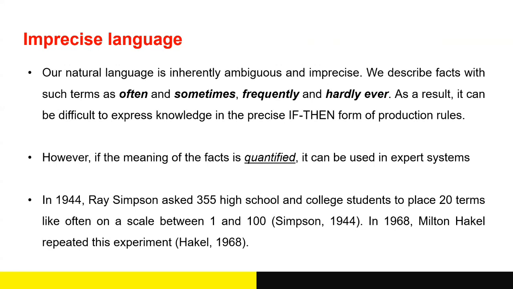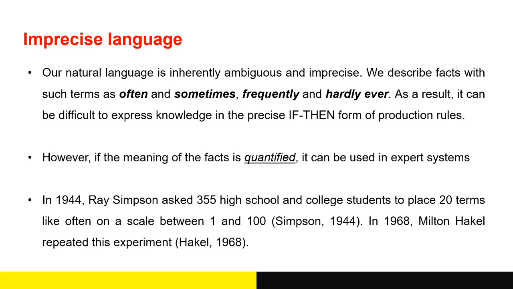So for example, gamitin po natin yung word na often in a rule. If it often rains, then take an umbrella. Di ba naging ambiguous siya or malabong maintindihan dahil sa salitang often, which can have multiple meanings. However, if the meaning of the facts is quantified, it can be used in expert systems. For example po, pwede po tayong mag-assign ng value na 0.9 to the fact, it often rains in Manila. So it means na we are 90% confident that it rains in Manila most of the time. And by quantifying the meaning of facts, we can make them more precise and easier for computers to understand.